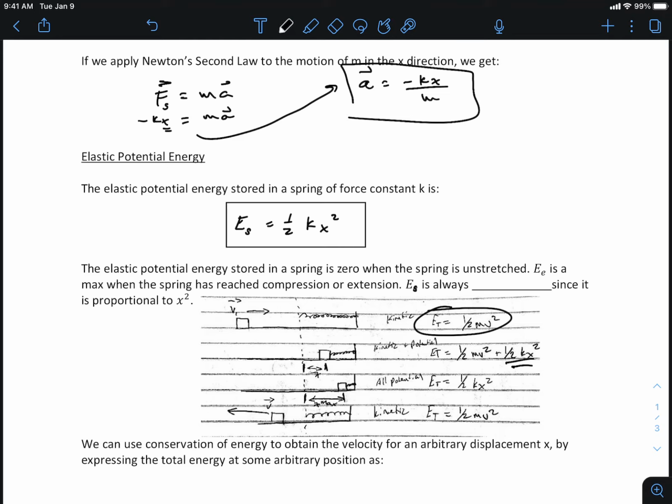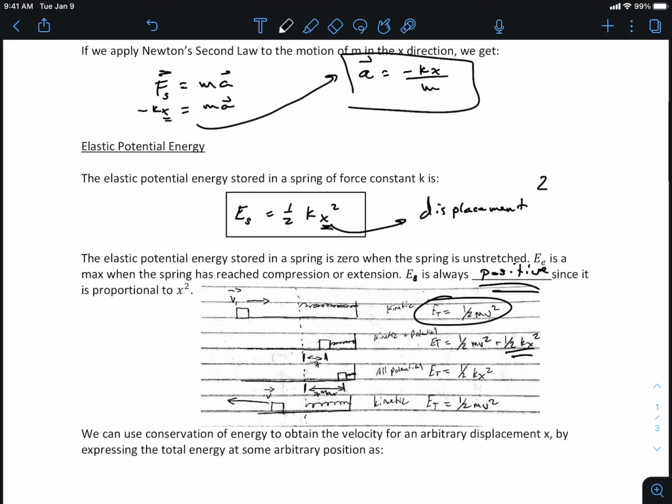Why is it always positive? That makes sense. It's always positive because you know that the displacement could be positive or negative, right? Remember, it's displacement, so displacement itself can be positive or negative, but you're squaring it. And we know it doesn't matter what sign you have on it. When you square something, it always comes out to be positive, right? So that's what that means. Sorry, I'm a little bit ahead of myself here.